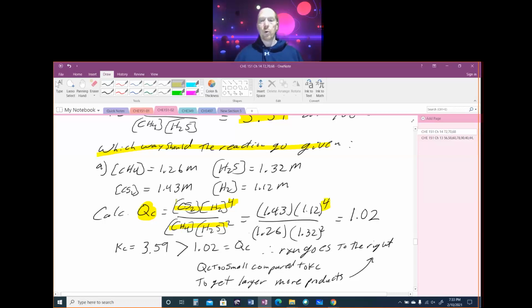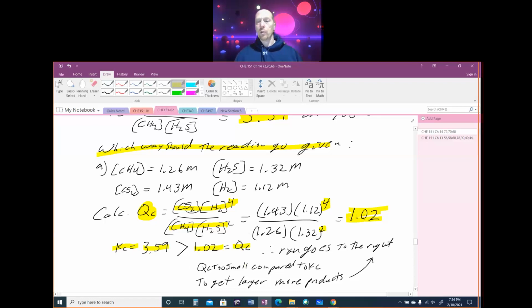Divided by your CH4, 1.26, and your H2S, 1.32, raised to the second power. When you push the buttons, you get a Q value of 1.02. So your Kc is equal to 3.59. Your Qc is 1.02. All right, so you see that your Kc is greater than your Qc.